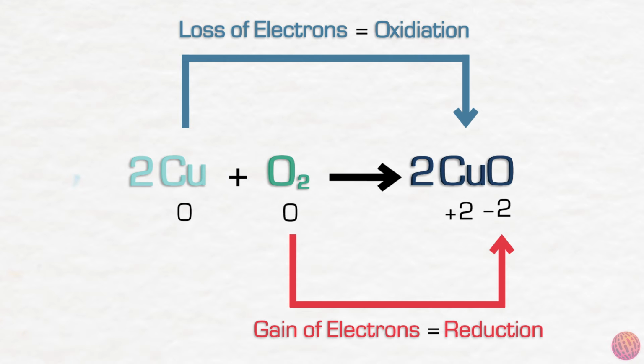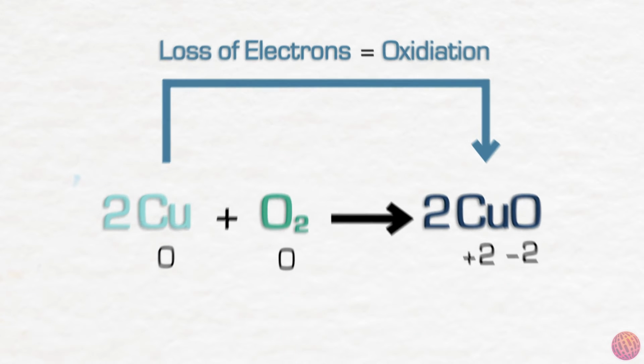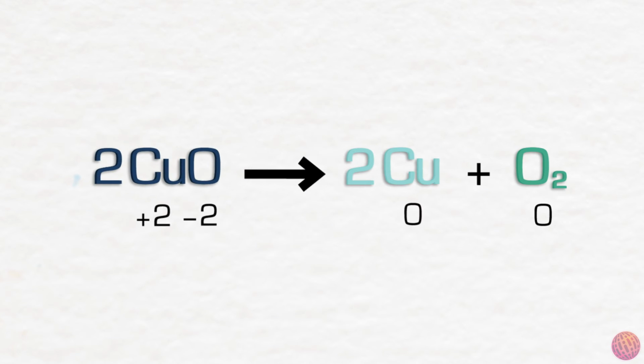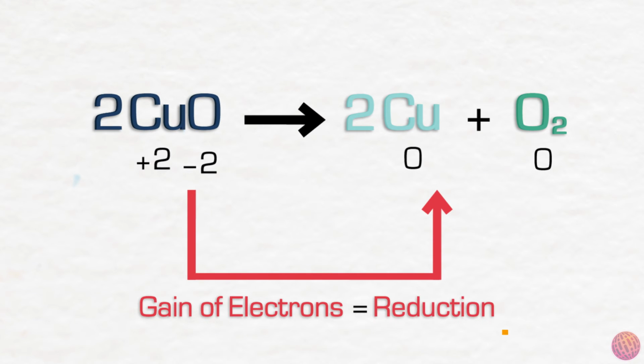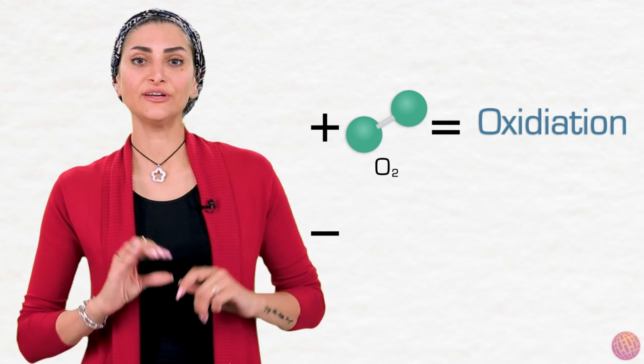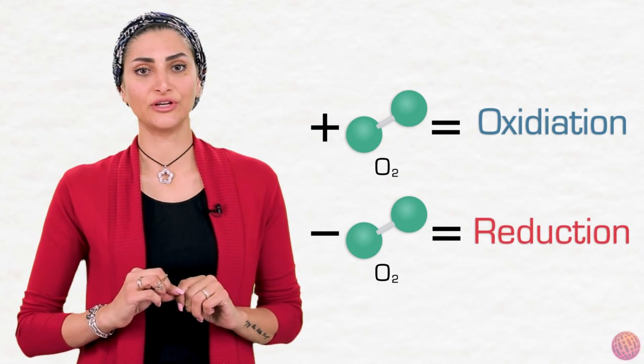Now we know that the addition and removal of oxygen is related to redox reactions. So when there is an addition of oxygen to a molecule, copper in this case, the molecule is oxidized. If the opposite happens in this reaction and oxygen is removed from copper oxide, copper would be reduced. So now we know that the addition of oxygen is oxidation and removal of oxygen is reduction.